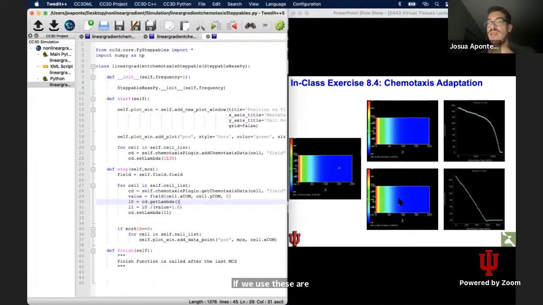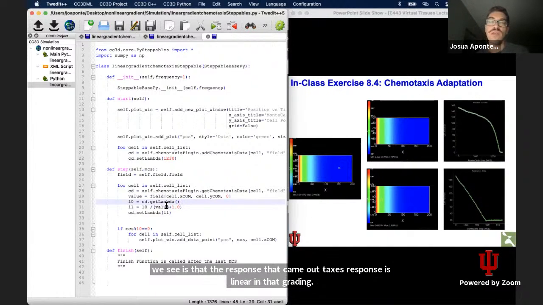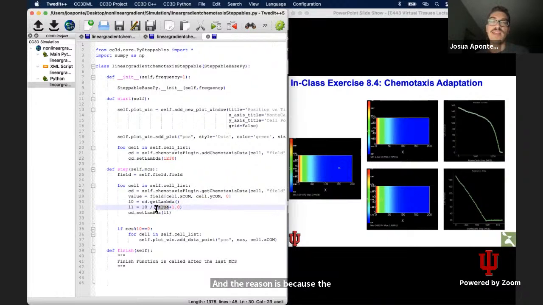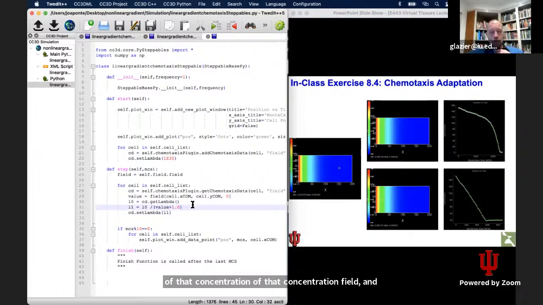adaptation term instead, even though the field is increasing exponentially, what we observe is that the response, the chemotaxis response, is linear in that gradient. And the reason is because as the gradient increases linearly, the increase is normalized by the value of that concentration field.